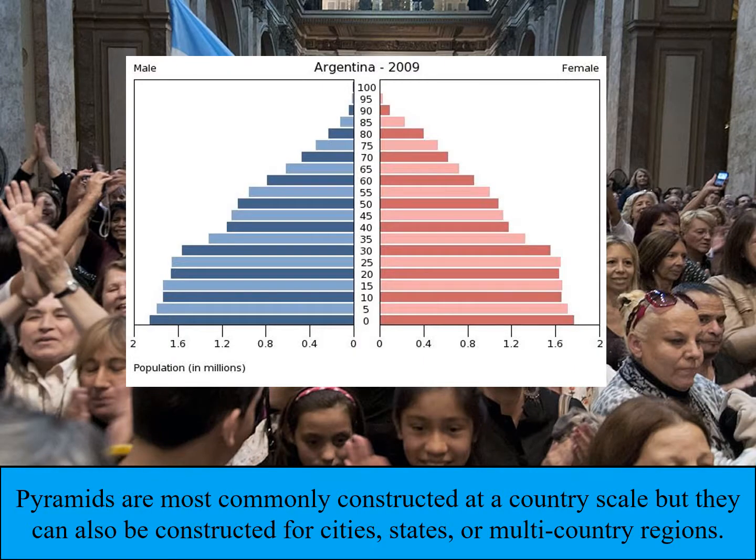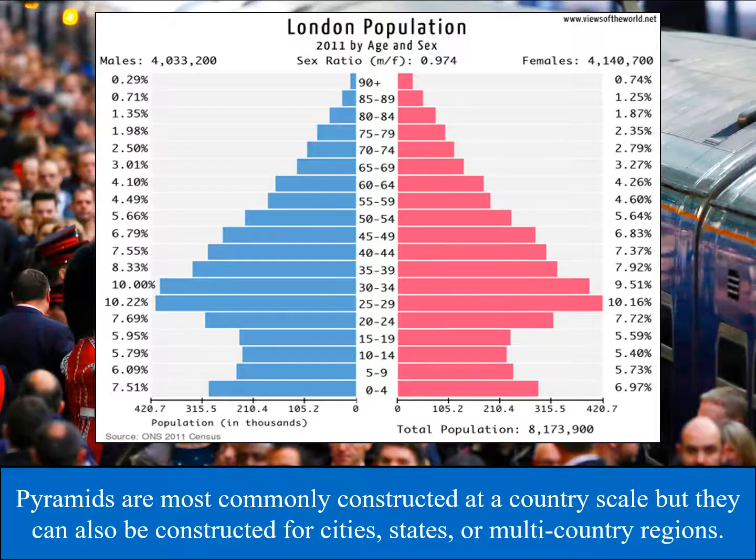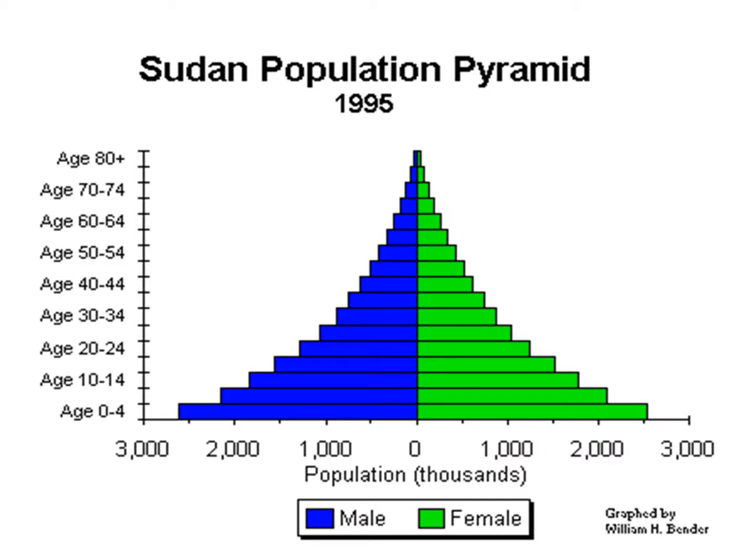Pyramids are most commonly constructed at a country scale, but they can also be constructed for cities, states, or multi-country regions. Here we see one for the City of London. Here we see the country of Sudan in 1995.